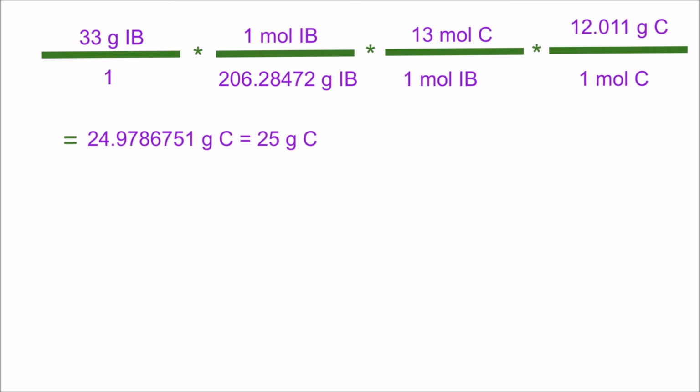The first way we can solve this is with just regular old dimensional analysis. We take our given, 33 grams of ibuprofen, and then since we have grams of ibuprofen on top, we need grams of ibuprofen on bottom. So that's going to be the molar mass of ibuprofen. The molar mass of ibuprofen is equal to 1 mole of ibuprofen. Since you have moles of ibuprofen on top, you have to have moles of ibuprofen on bottom.